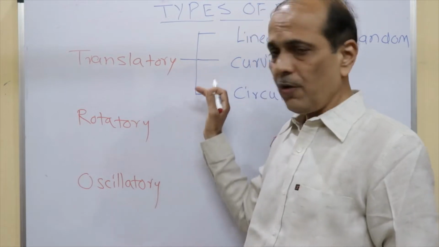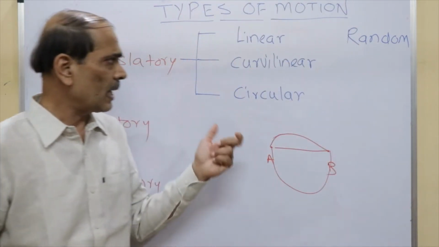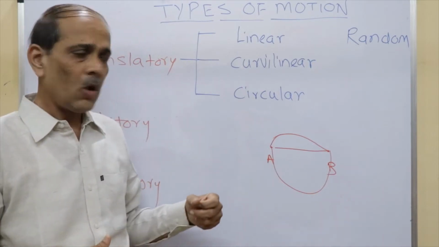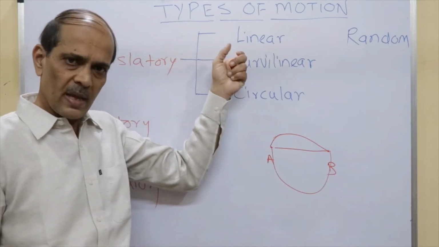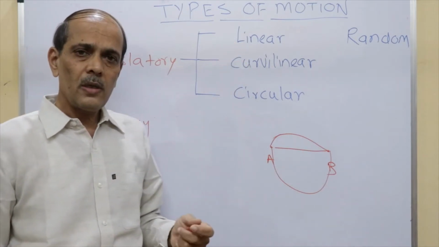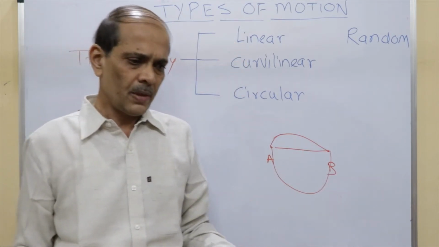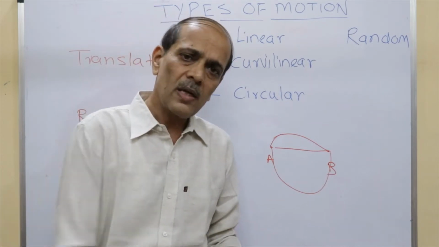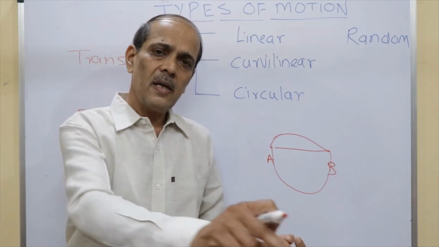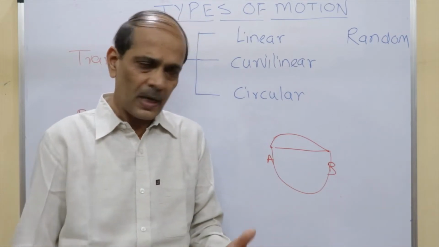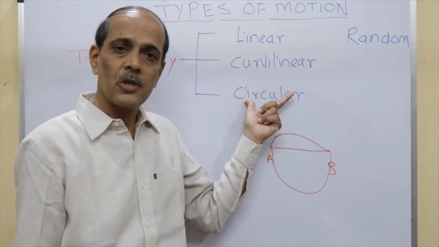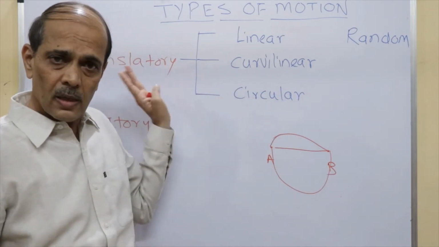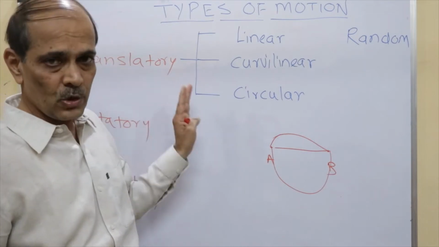Coming to examples, one can easily find them in linear motion. Any car moving straight on the road is linear motion, or rectilinear motion, the same. Curvilinear motion: take an example, a child's small game where there is a round track and a small train is taking a curved path. That is curvilinear motion. I have already spoken about circular motions earlier. So these are the types of motion which are translatory motions.